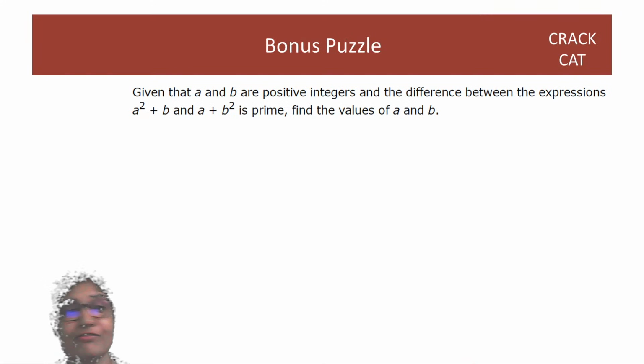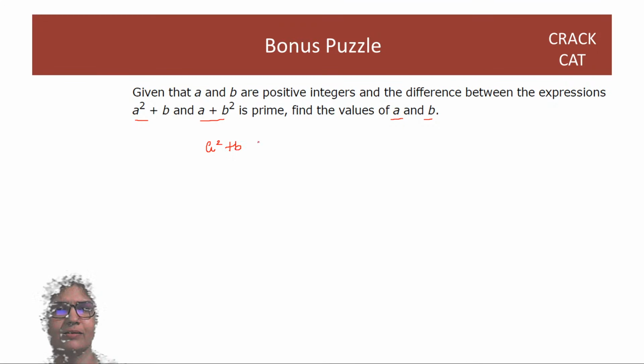So let's kick off with the puzzle that I gave you all just today morning. You have A and B as positive integers, and the difference between these two expressions is prime. You have to find A and B. So let's assume that A square plus B is greater than A plus B square. One of them will have to be greater, so let's assume that this is greater. So let's find out how this will look. We have to work with the difference. So this is the difference between the two terms.